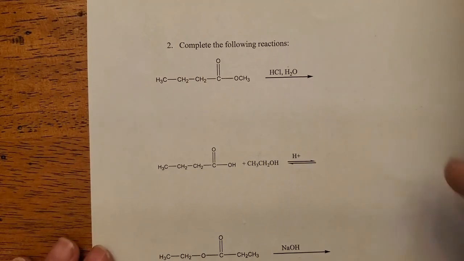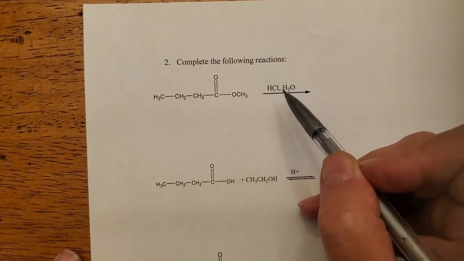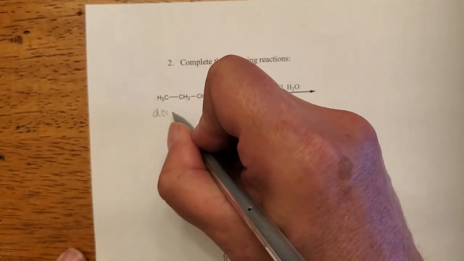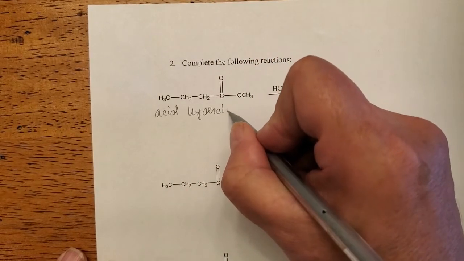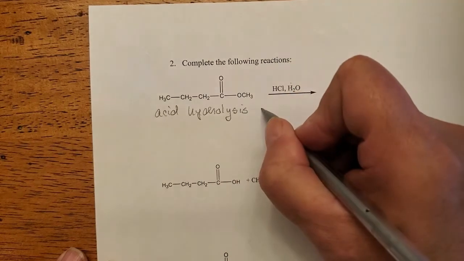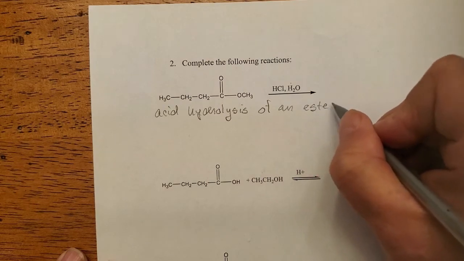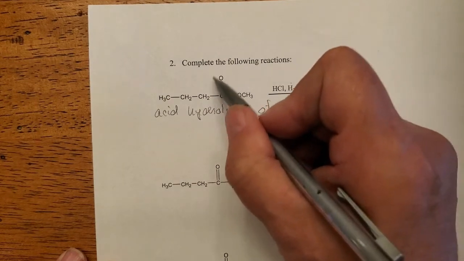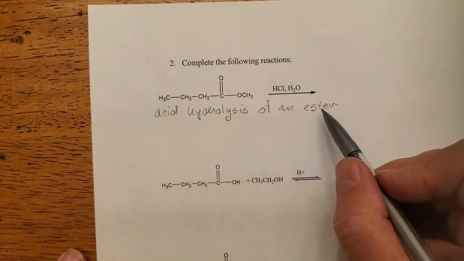Okay, let's go over these reactions. So this is an acid hydrolysis of an ester. How do I know it's an ester? Because it has a carbonyl and an ether group. This is the carbonyl, this is the ether group. That combination is an ester. So you should have a flashcard on this.